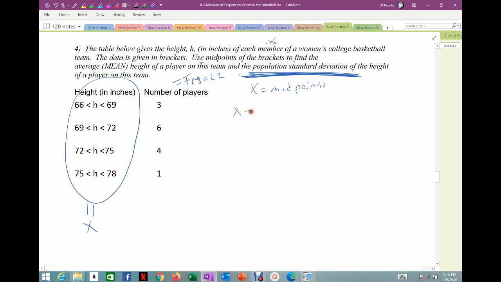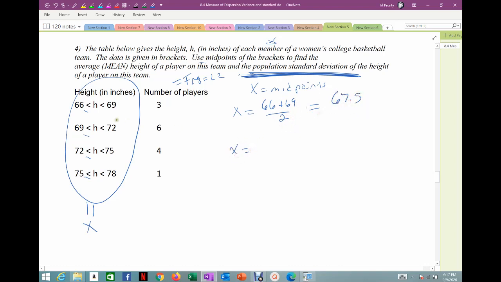Alright, so remember, the midpoint is the average between the high and the low. So the midpoint is I take the high value and the low value in the range and divide by 2. So the first one would be 66 plus 69 divided by 2. So the first midpoint would be 67.5.